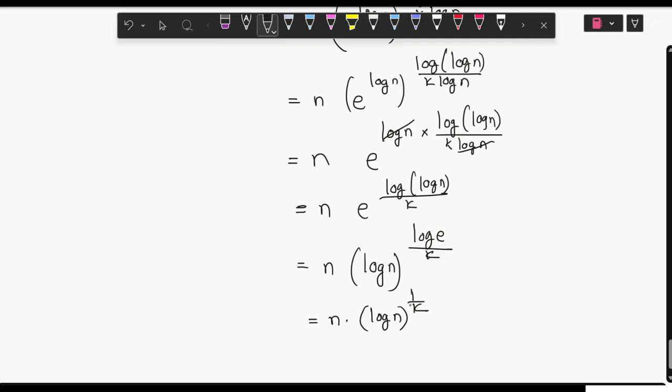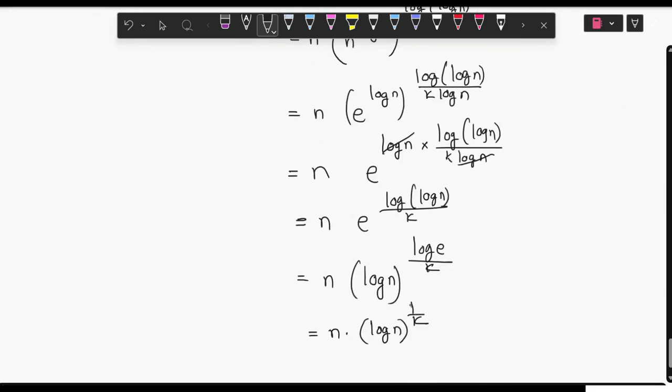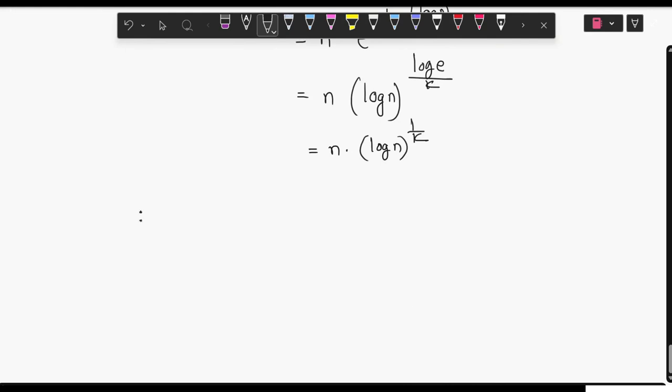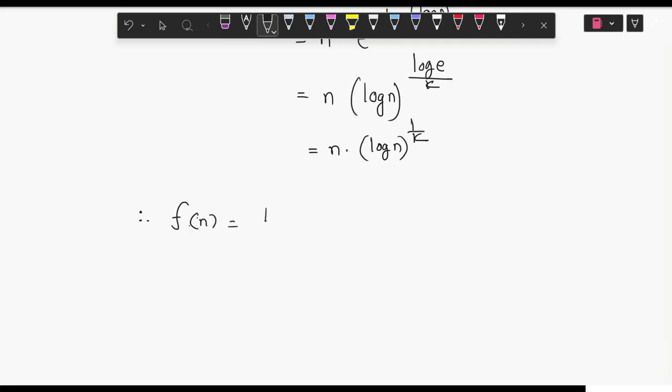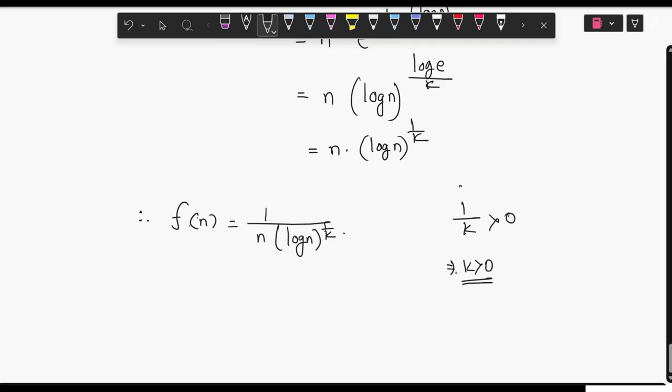So the denominator can be written as, therefore fn can be written as 1 by n log n is whole to the power 1 by k. First I'm considering 1 by k greater than 0. As they are saying k is non-zero, I'm first taking 1 by k greater than 0. It means k is greater than 0.